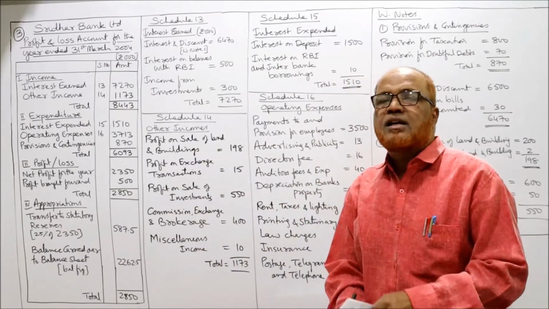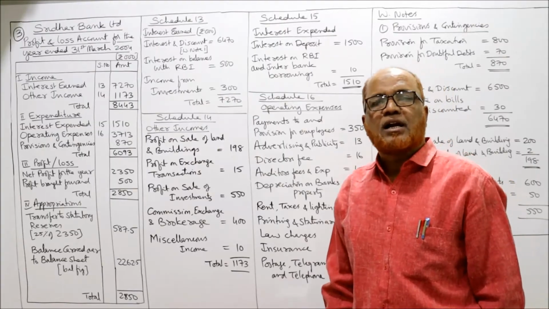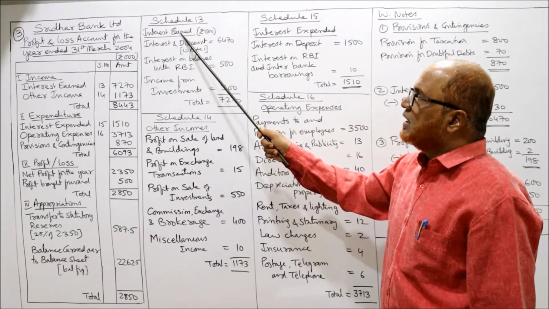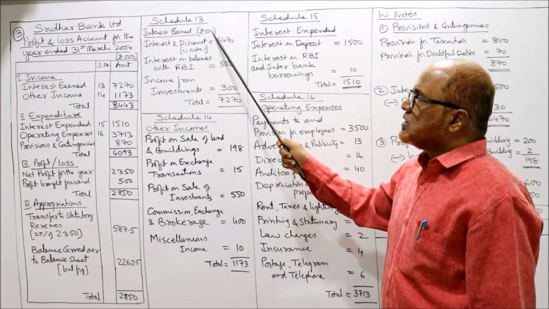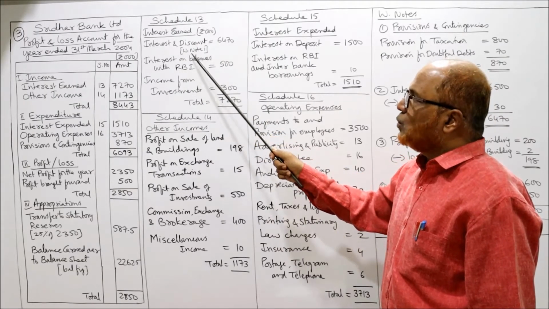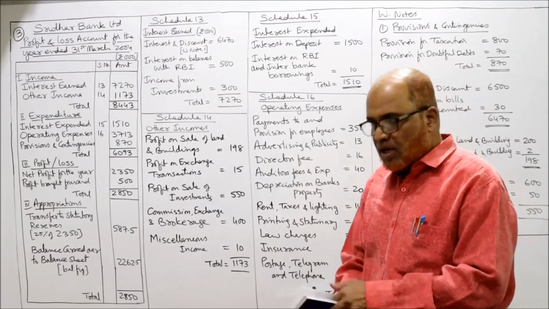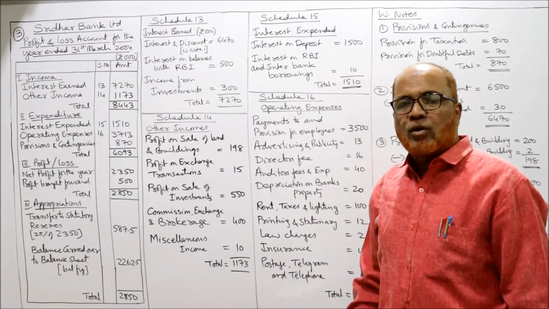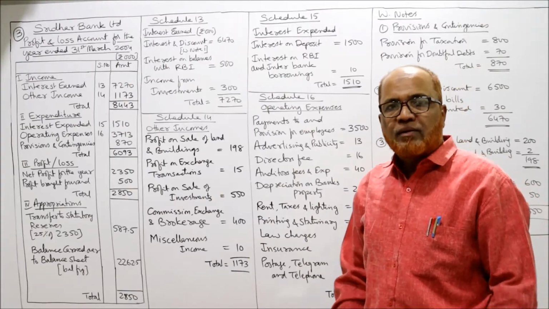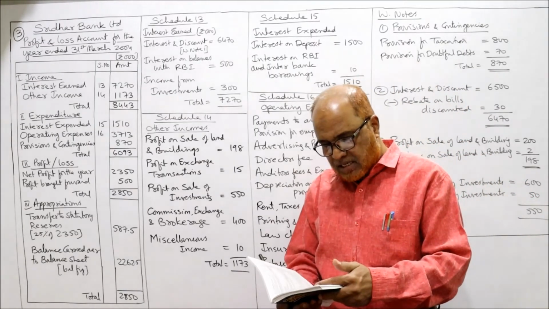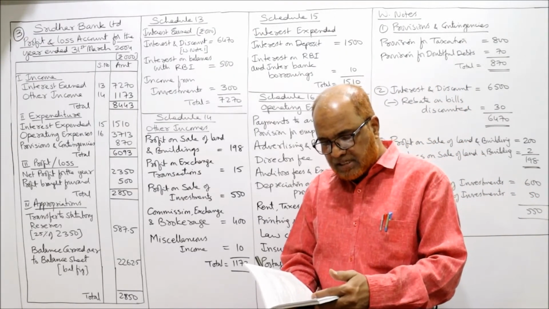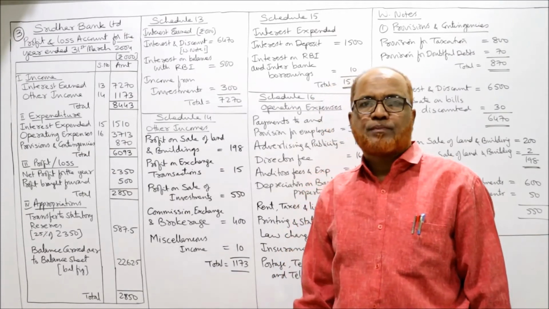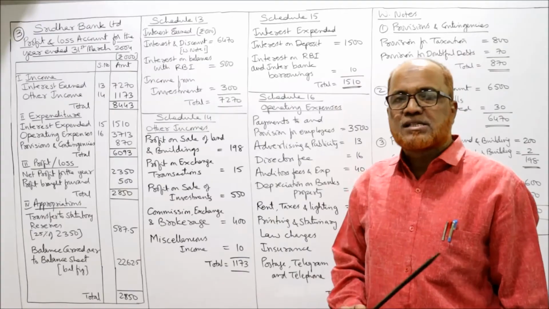First item, interest and discount. It will be taken under the 13th schedule. This is schedule number 13, interest earned, rupees in thousands. Interest and discount, working note, 6,470. Actually here the amount given is 6,500, but one adjustment is given in the last line: rebate on bills discounted amounted to 30,000. Last point, rebate on bills discounted.